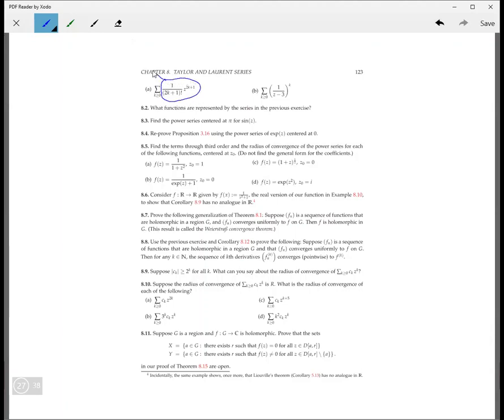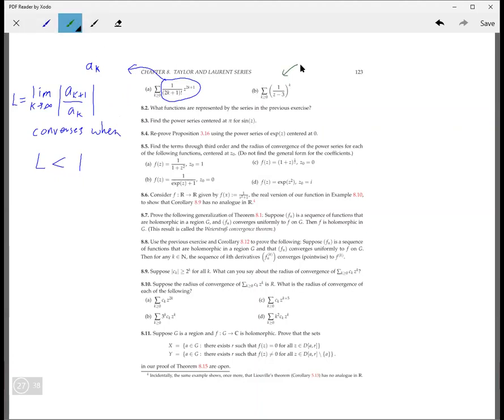Make this your whole thing, make that your a sub n, or a sub k, or whatever. Then take the limit, but do it this way. Do this version of the ratio test. Take that limit and call that L, and it converges when L is less than 1. So do that version.